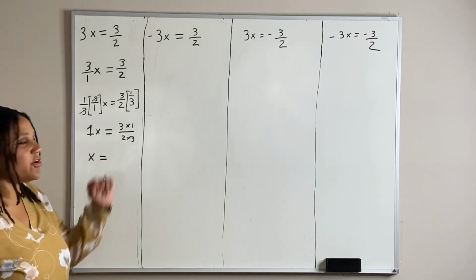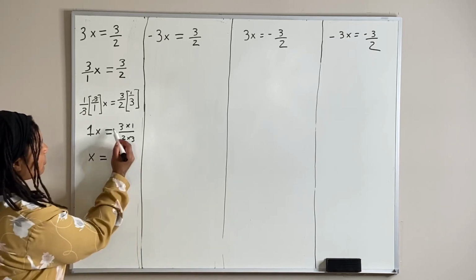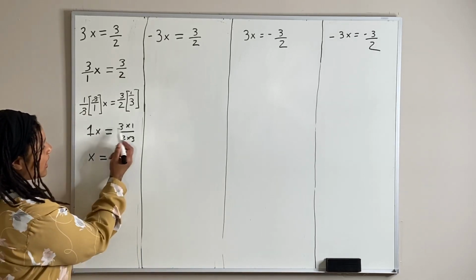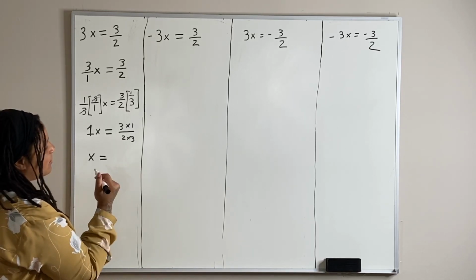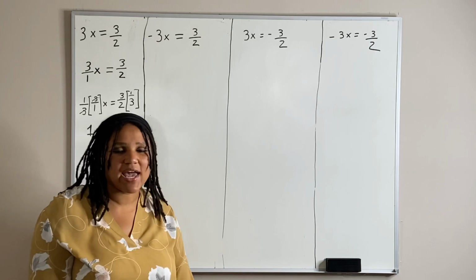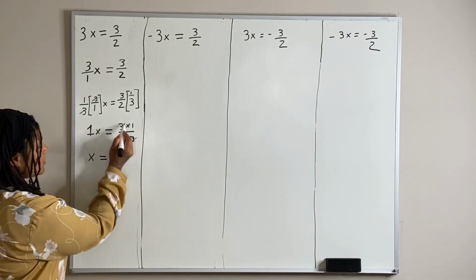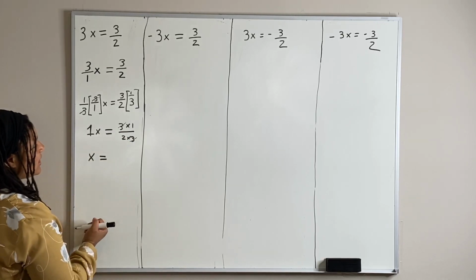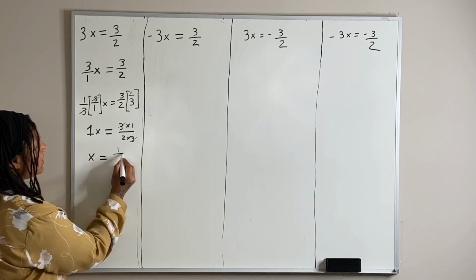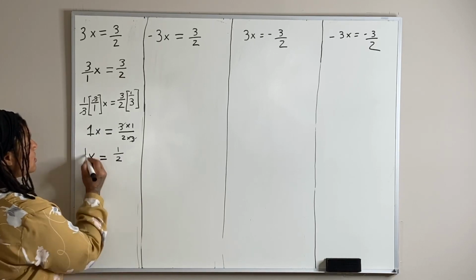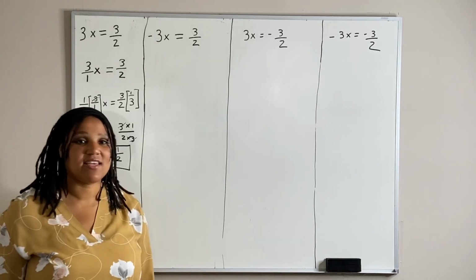Now, you can do one of two things. You can go ahead and see where you can cancel. I can cancel the 3 here and the 3 here, or I can multiply them together and reduce to lowest terms, okay? So since I see where it cancels, I'm just going to go ahead and cancel it out right here. And so we're left with 1/2, okay? So x is equal to 1/2 in this case.